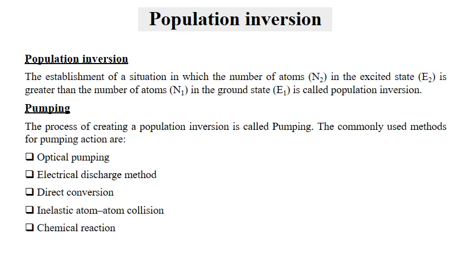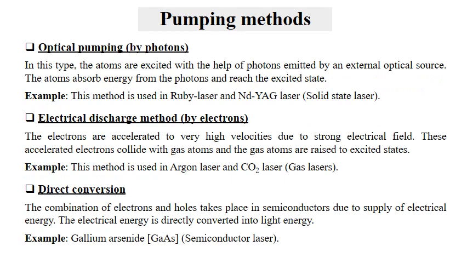Next we'll see what is population inversion. The establishment of a situation in which the number of atoms N2 in the excited state E2 is greater than the number of atoms N1 in the ground state E1 is called population inversion. The process of creating a population inversion is called pumping. The commonly used methods for pumping action are optical pumping, electrical discharge method, direct conversion, inelastic atom-atom collision, and chemical.